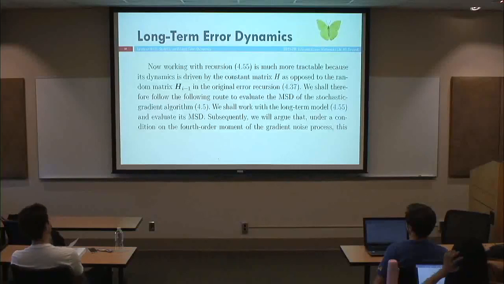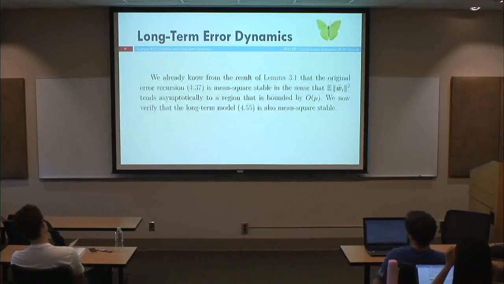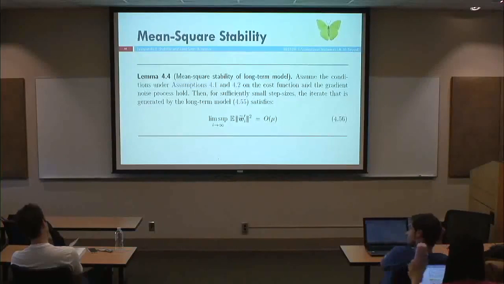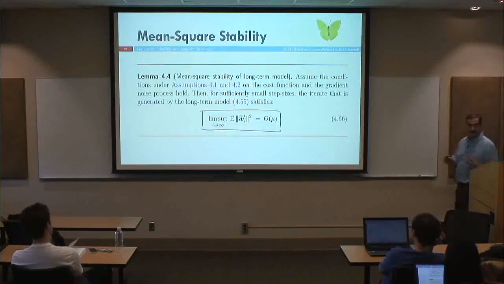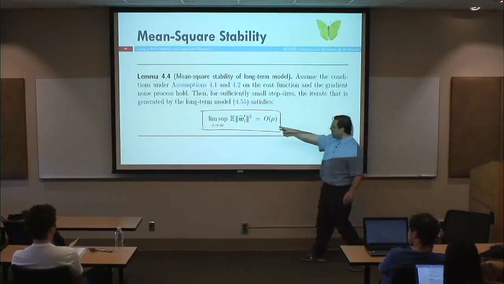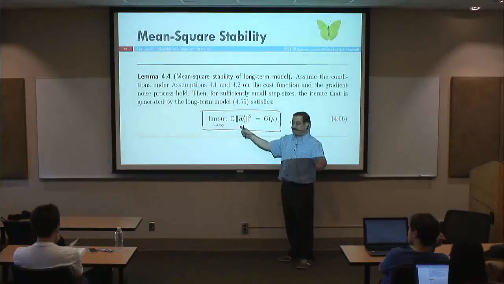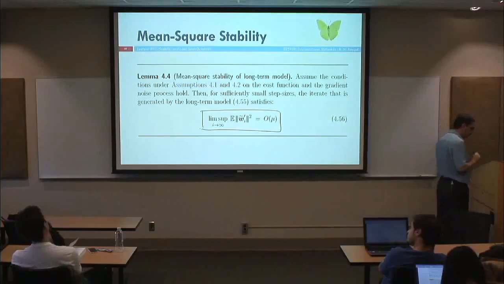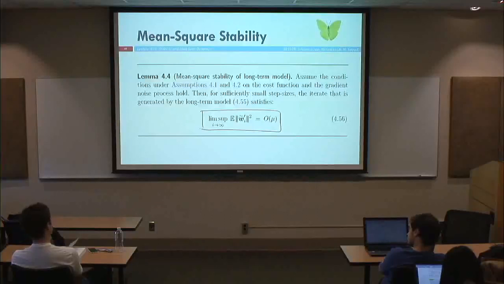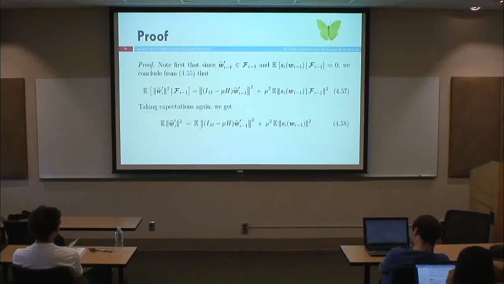Okay, these are just remarks that I already made. I can skip this part here. So let's show that the long-term model is also stable in the mean square error sense, right? We established the same thing for the original model. Let's show that the same thing holds for the long-term model, that it is stable. Let's prove this result before I show you how close they are to each other, okay?